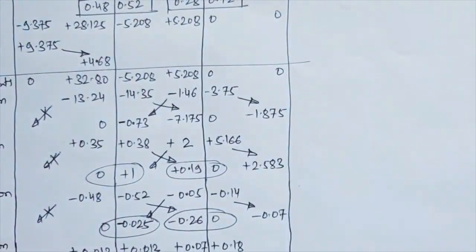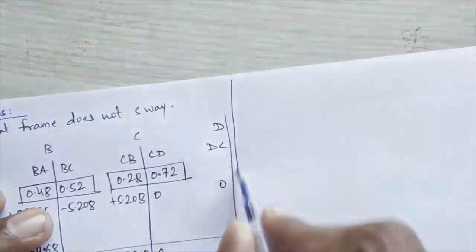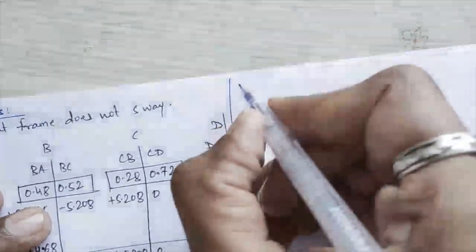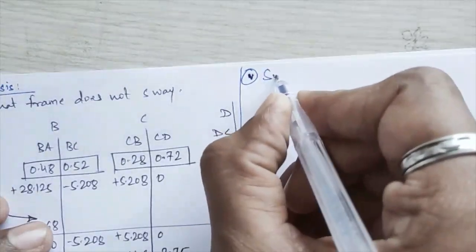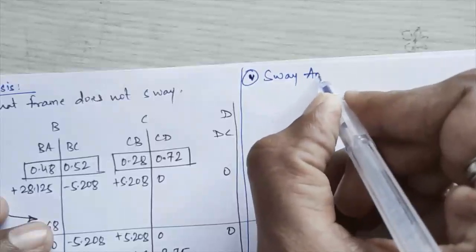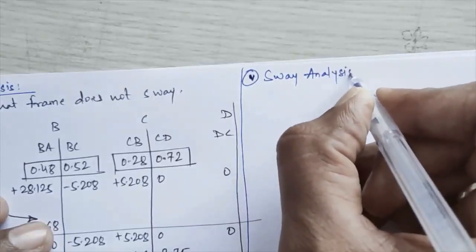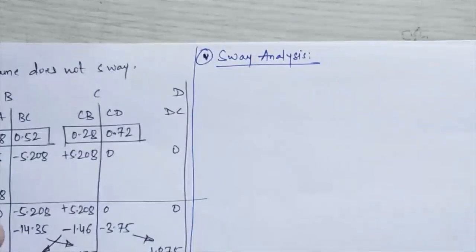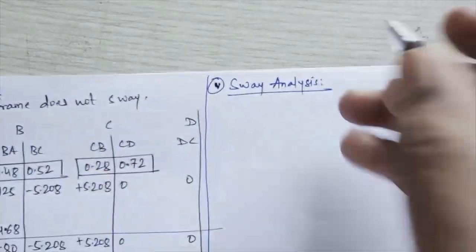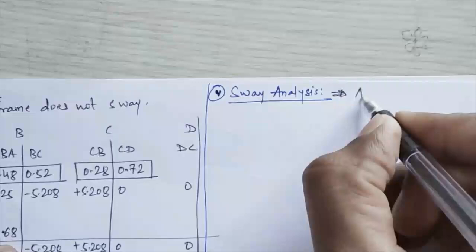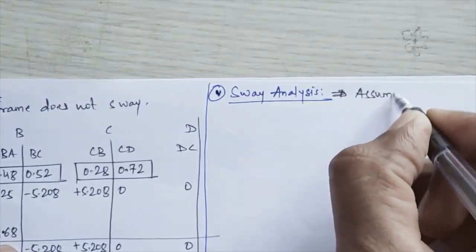Now we'll proceed to your next step, that is step number 5 over there. Step number 5 will be your sway analysis. In non-sway analysis, what we have done is we assumed that the frame is not swaying over there. Here we'll assume that your frame sways now.